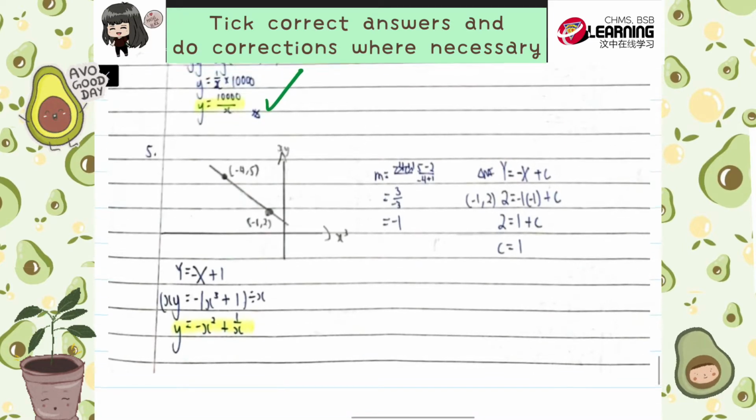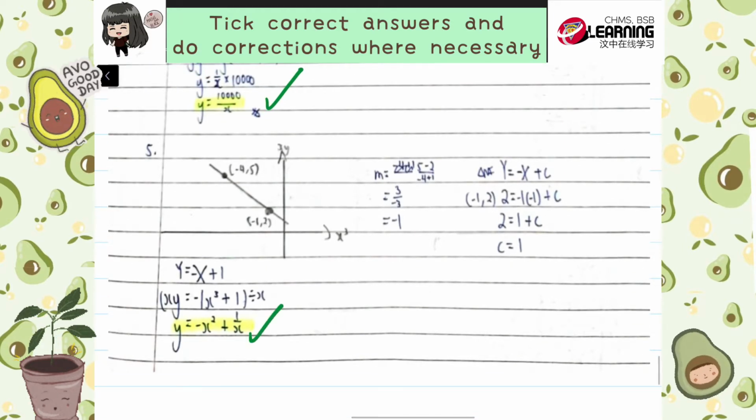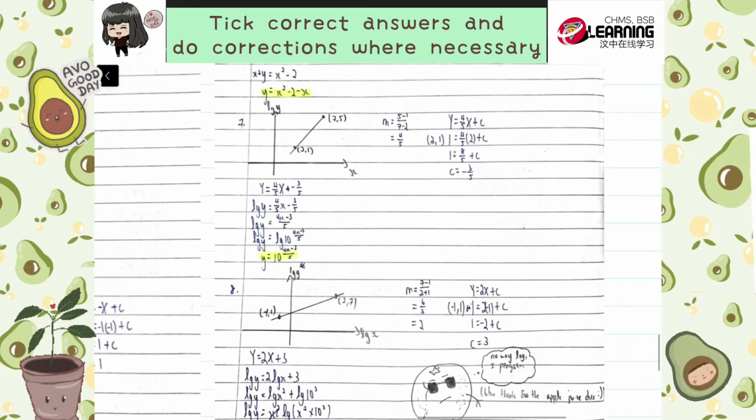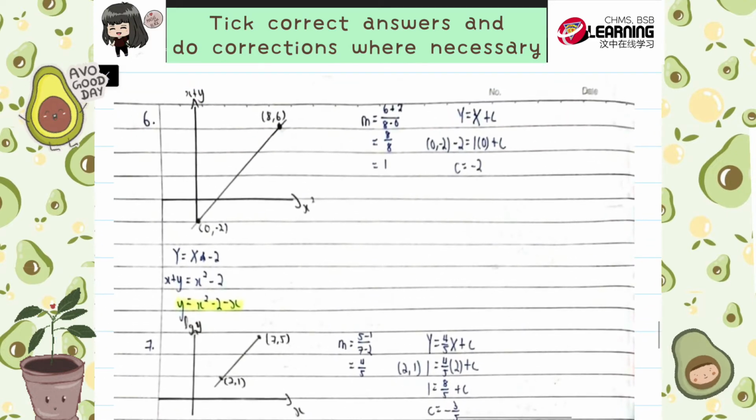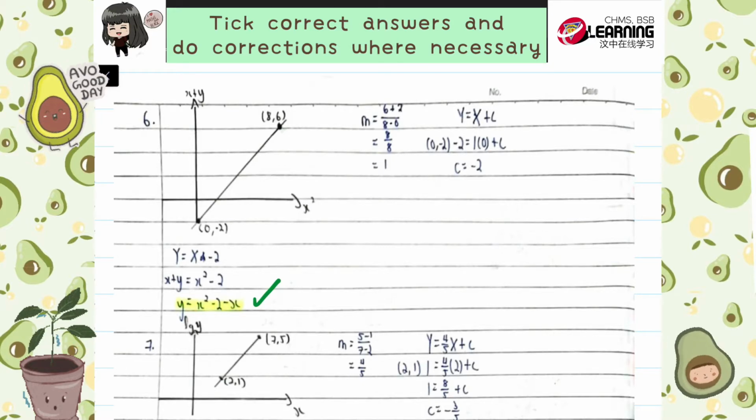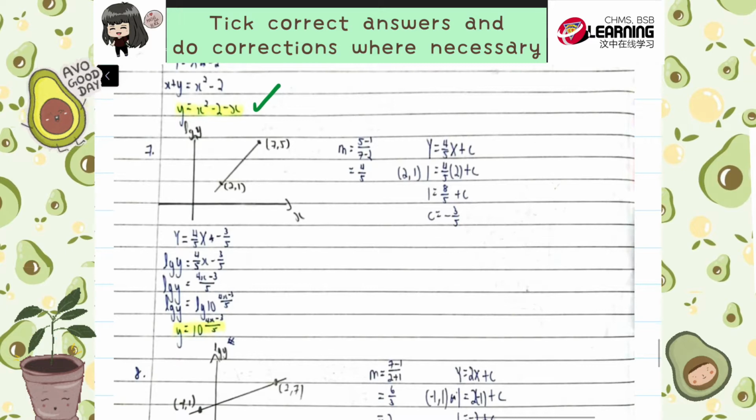Question 5 here, this is the answer. Or if you want to make it into a single fraction, also can. I accept this one. This one also I accept. As for question 6, this is the answer. If you have minus x, you put it in front here, also okay. And you don't need to factorize, okay? You just leave it like this because you don't need to find x or y at all. Make y the subject.